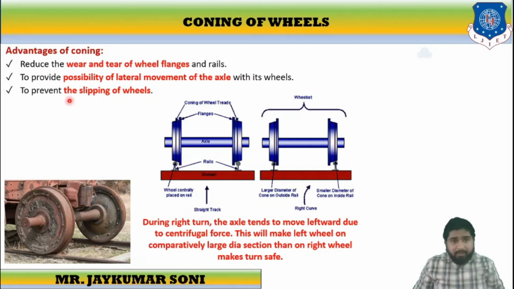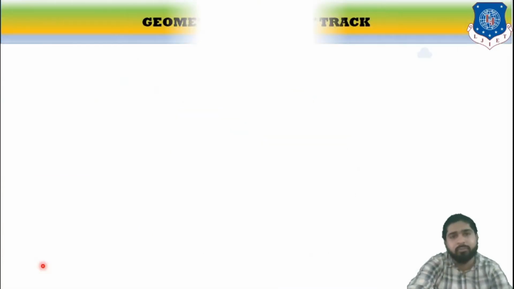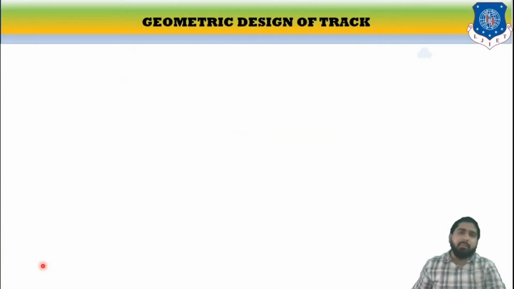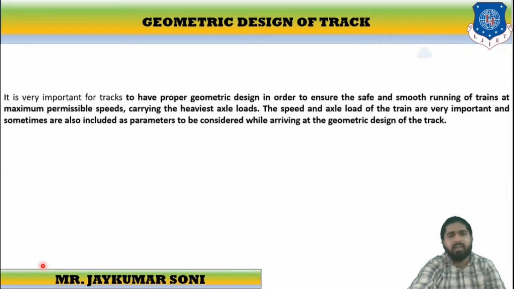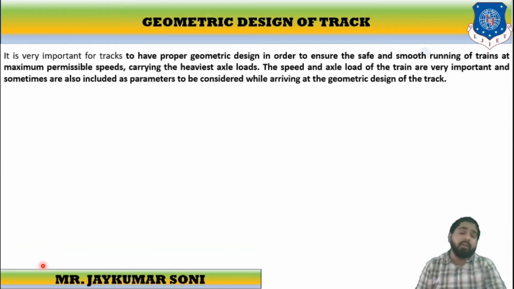And it also prevents the slipping of the wheel from this particular rail. The rail will not come out of this particular track due to this coning of wheel. Now we'll discuss the geometric design of track. So it is very important.